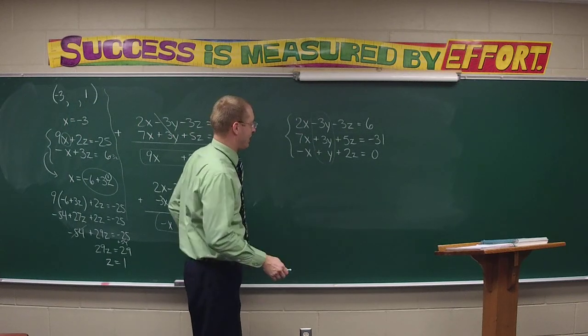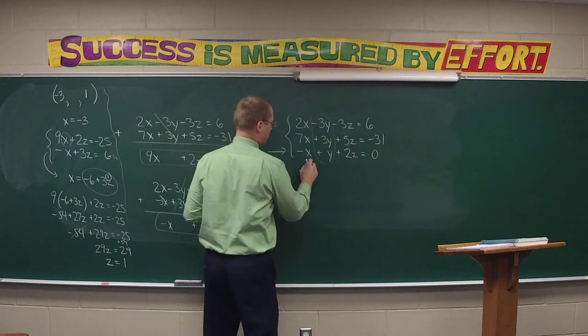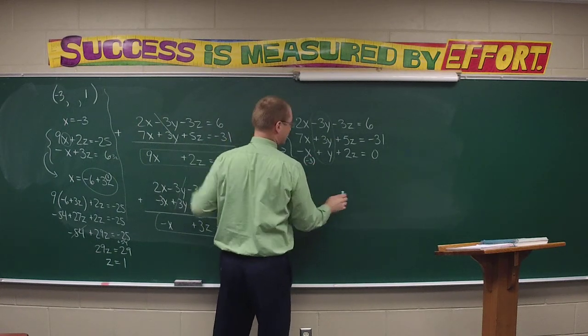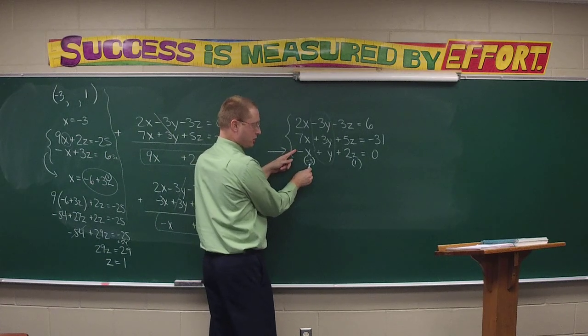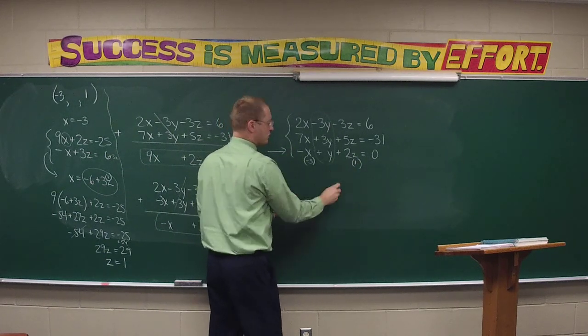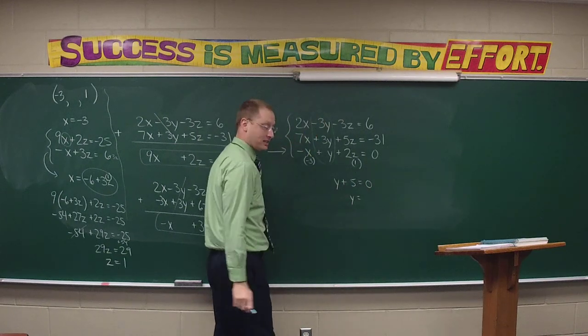Which one? The bottom one. I love the bottom one. You've already got a plain old y here. And we're going to plug in the negative 3 for x, the positive 1 for z, and of course, negative 3 class, 3, and then 2 times 1, 2. So this is really y plus 5 equals 0. Therefore, what is y, class?